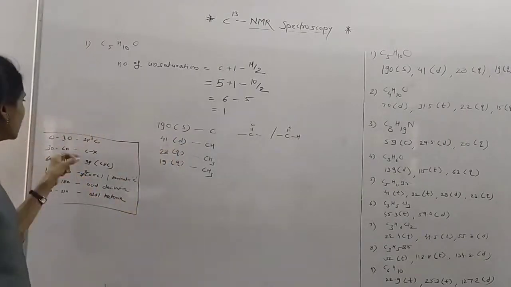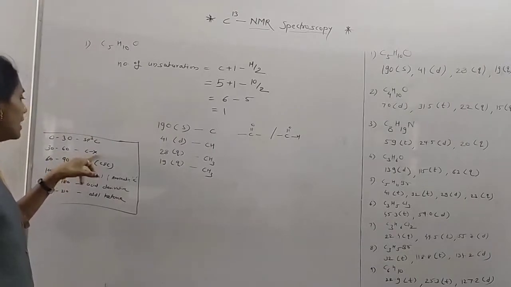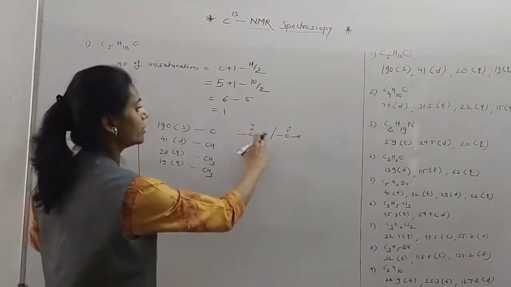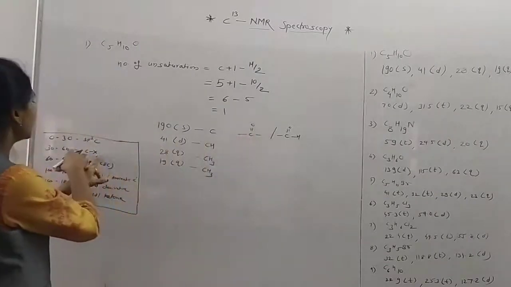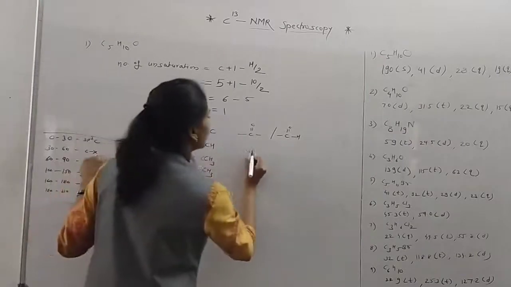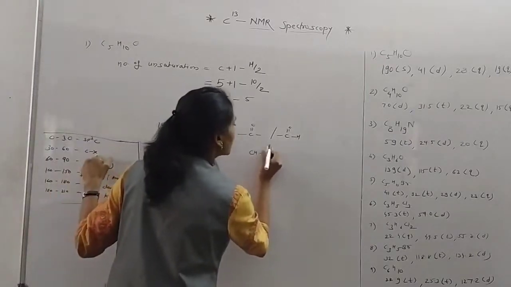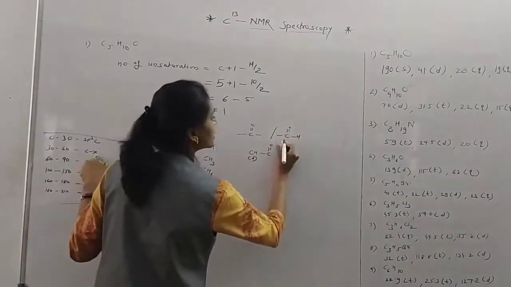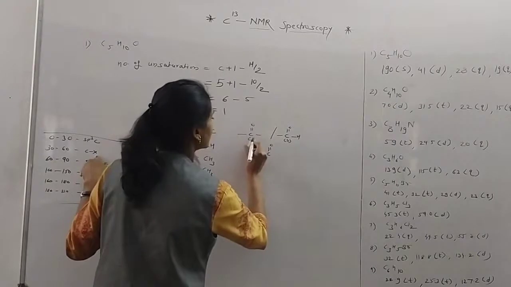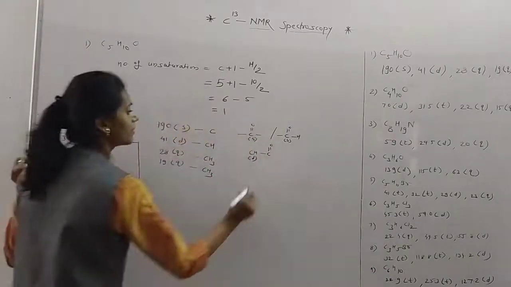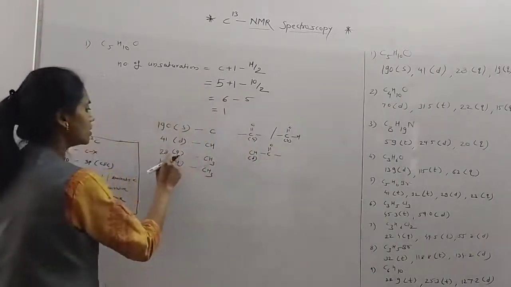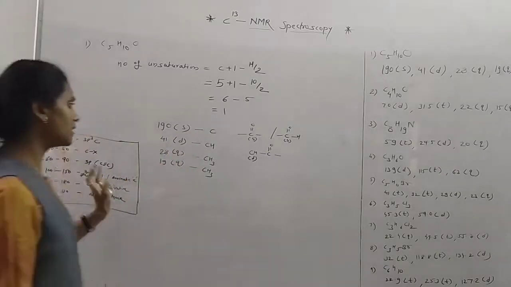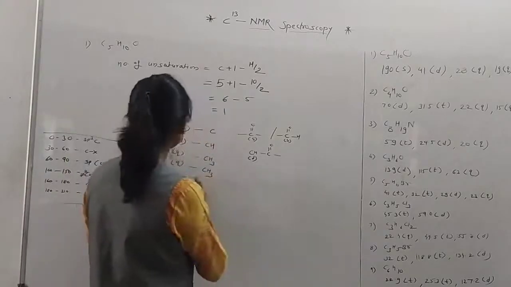Next, there is a doublet at 41. 41 means it's near to X, and X may be a halogen or an electron withdrawing group, but in this case the electron withdrawing group is carbonyl. That means this CH is nearer to the carbonyl group, and it shows the doublet. This shows the singlet. Again, this CH3 shows the quartet, and its region is 19 to 28. That means it is an sp3 hybridized carbon atom.